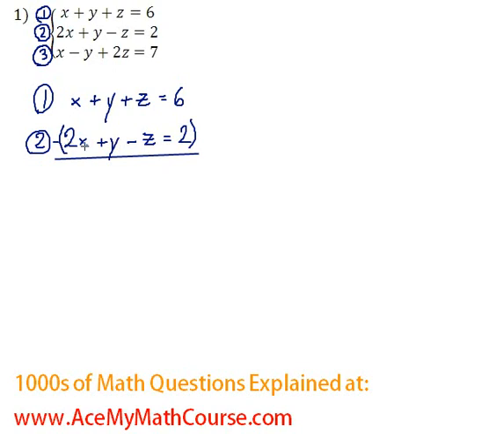So x minus 2x is just negative x, y minus y, just 0. Then z minus negative z is just 2z, because minus negative makes a plus. So z plus z, 2z. And 6 minus 2, just 4. Great, so now we have a new equation here, which I'm going to call number 4.